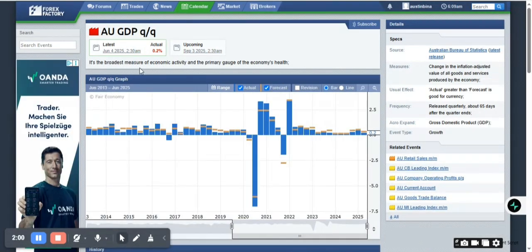For AUD, as you can see right here, the GDP came out negative. That was released on June 4th, which is very recent, for the first quarter of 2025, and it came out negative, which is very bad for the currency. It's negative for the currency, right?